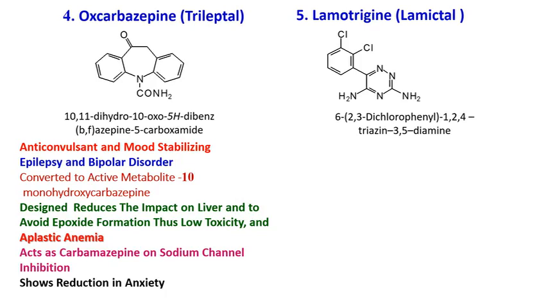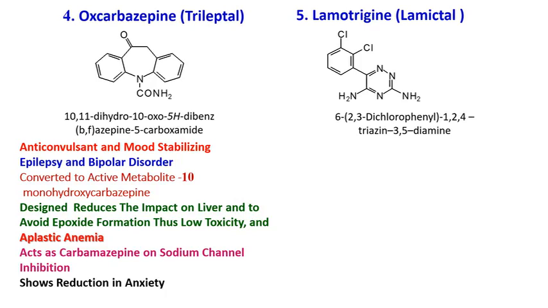So a pharmacokinetic attention was the cause of designing this structure. They prevented the happening of aplastic anemia. And again, carbamazepine and its derivative oxcarbazepine are known to be sodium channel inhibitors.